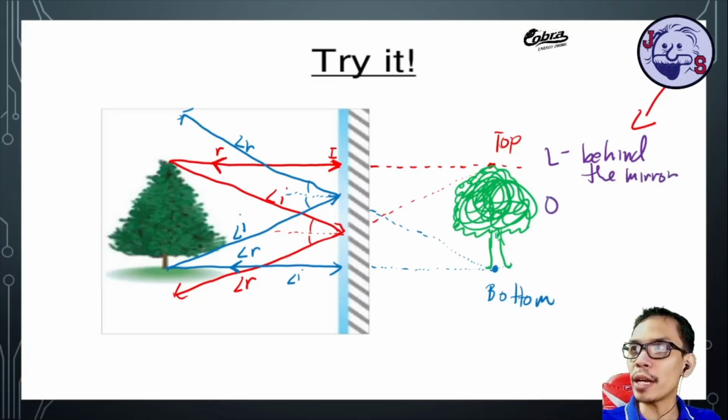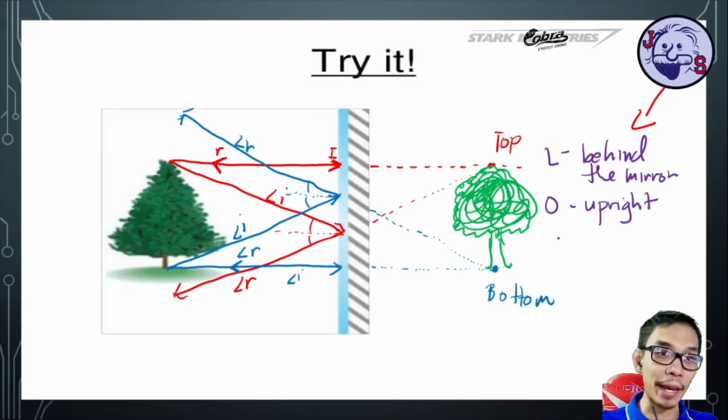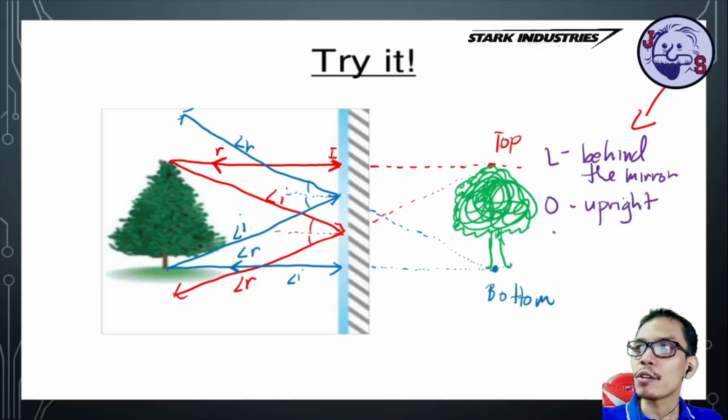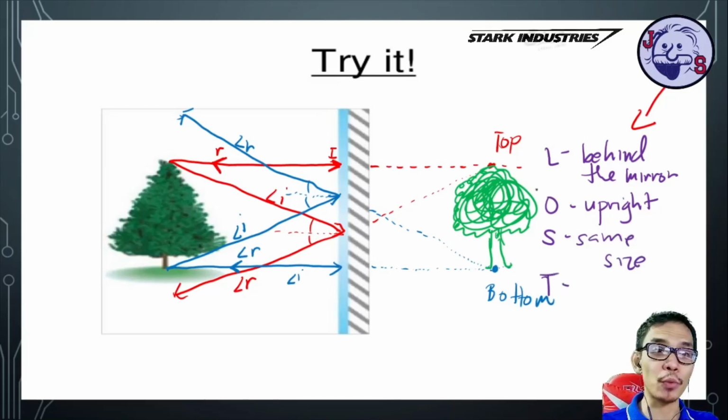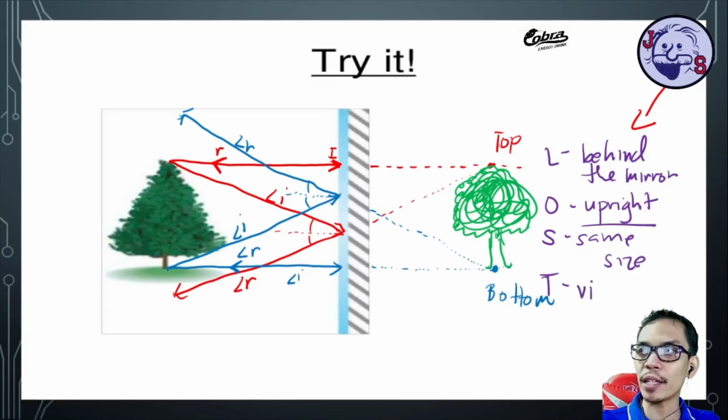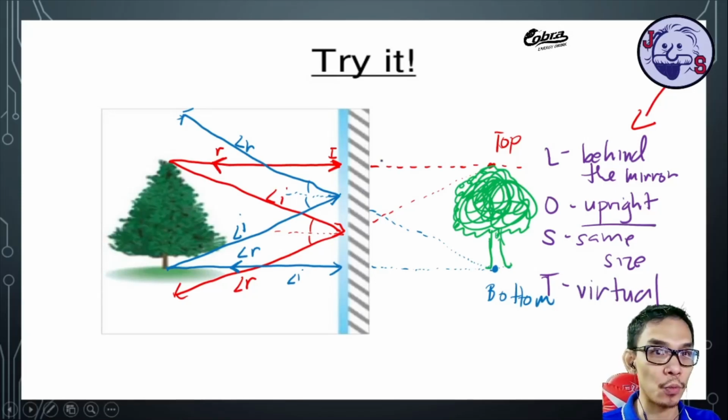Next one, orientation. What is the orientation of the object? Orientation is upright, or erect. The size of the object, as you can see, is the same size. And the type of image that is formed, virtual or real? As you can see, if it is upright, then automatically that will become a virtual image. So that is the loss for this image that we have right here.